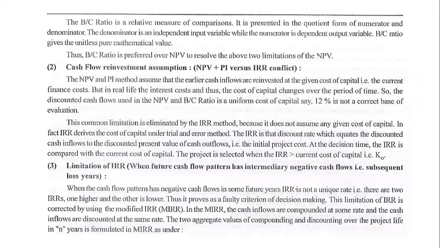Then BC ratio is the relative method of comparison. It is presented in the quotient form of numerator and denominator. The denominator is the independent input variable, while the numerator is the dependent output variable. BC ratio gives a unitless pure mathematical value.